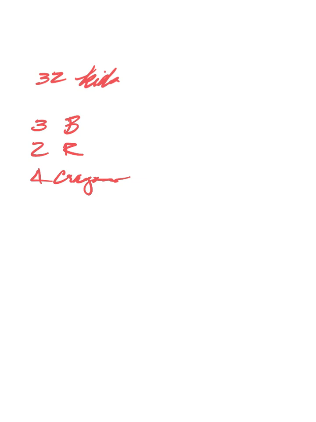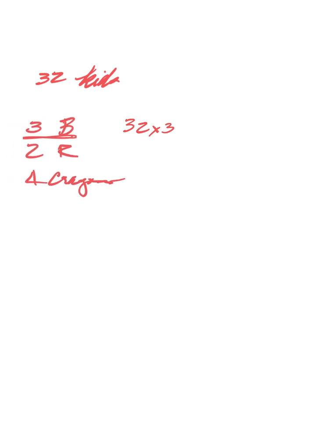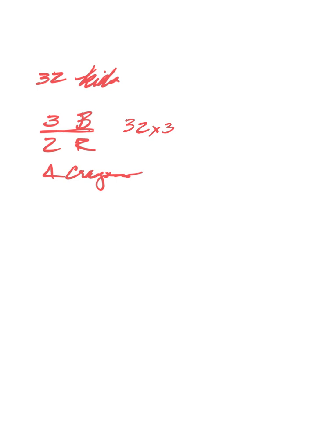Well, let's look at the blue paper. Each kid needs 3. Well, there's 32 kids. In the red, the total number of crayons, okay. So how many need red paper? It would end up being 2 pieces of red paper per, or for 32 kids. So I'd take 2 times 32. And the same with crayons. I've got 4 crayons, 32 kids, 32 times 4.